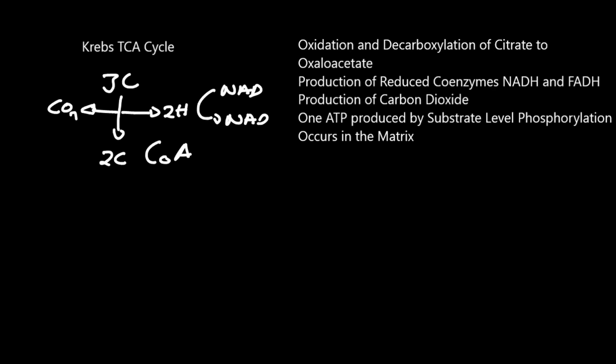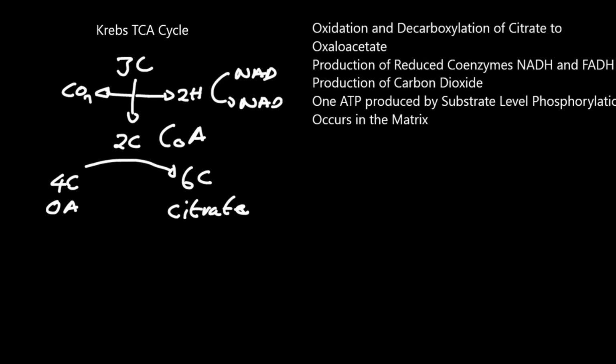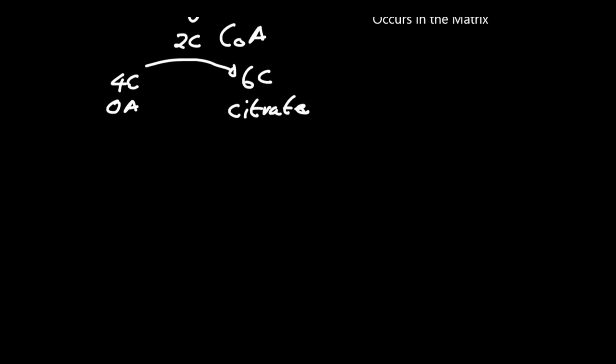Now that delivers the acetyl to a 4 carbon compound called oxaloacetate. We'll call it OXOA underneath. Now the 4 carbon joins with the 2 carbon to produce a 6 carbon compound called citrate. The coenzyme A is recycled and goes round and picks up more pyruvate and acetyl. Now all of this process occurs in the mitochondrial matrix.